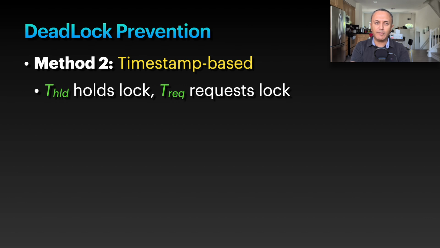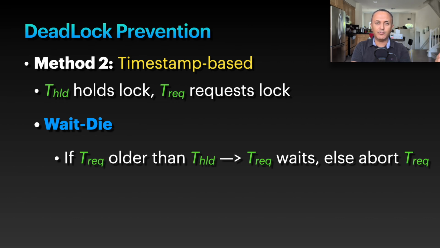We'll see that when we explain what these are. The first variant is called wait-die. Wait-die simply says that if the requesting transaction is older than the one that holds the lock, then the requesting transaction will wait. Otherwise, the requesting transaction has to be aborted. So this means that basically the older transaction waits for the newer transaction. If the newer transaction is the one requesting, then it just will get aborted.